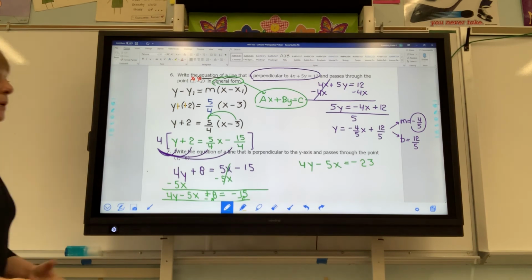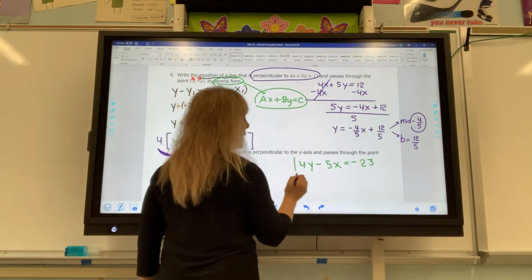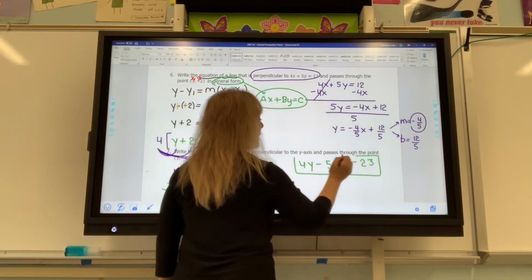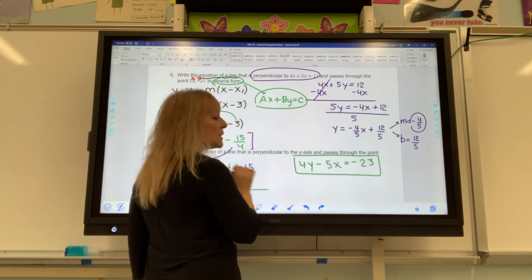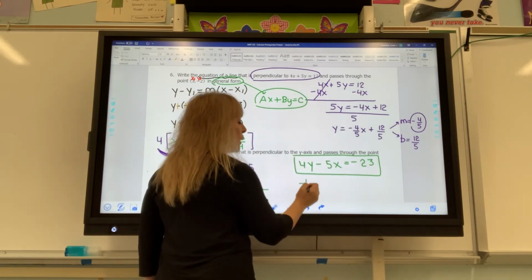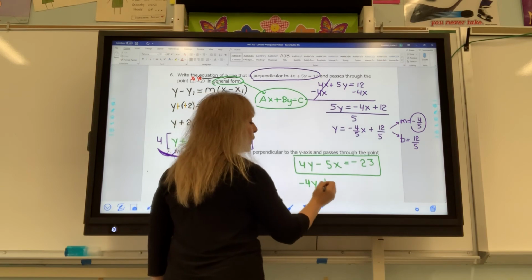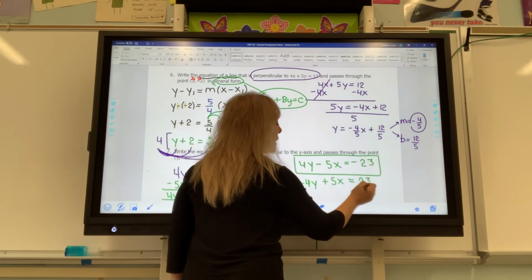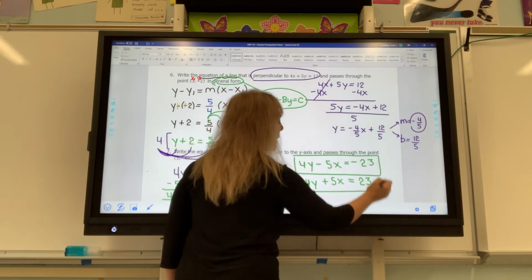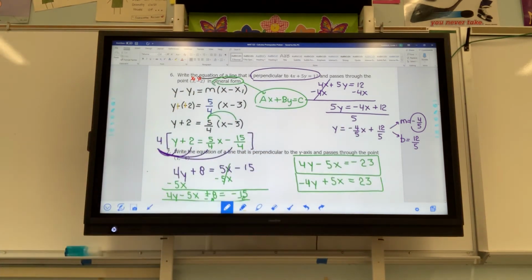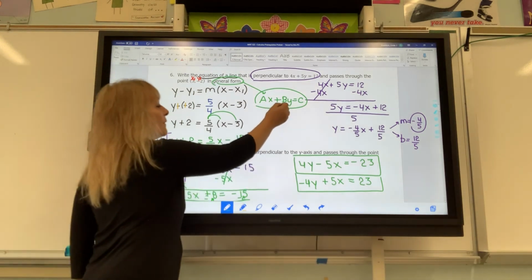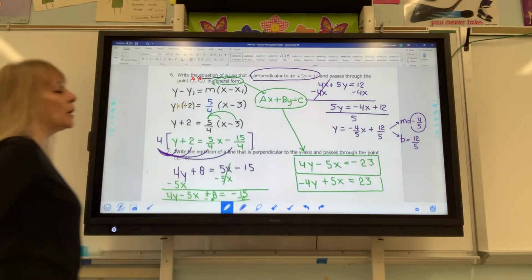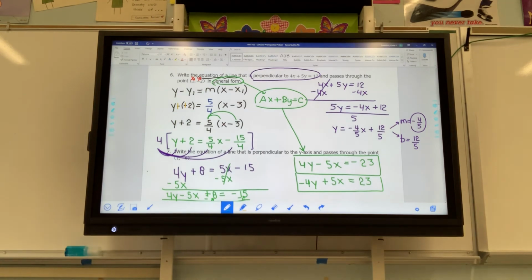And you can leave this as your answer. If you solved it a little bit differently than I did, yours has all the signs switched. You have a negative 4y, you have a positive 5x, and you have a positive 23. So they're both exactly the same, and it doesn't matter which way you have done the problem. Make sure you know that this is the format for general form. No fractions or decimals can actually appear in the problem.